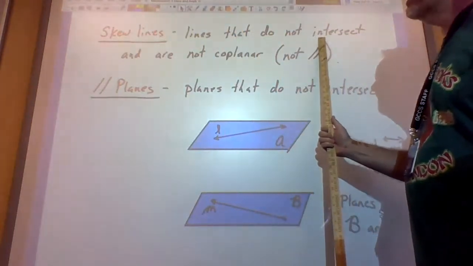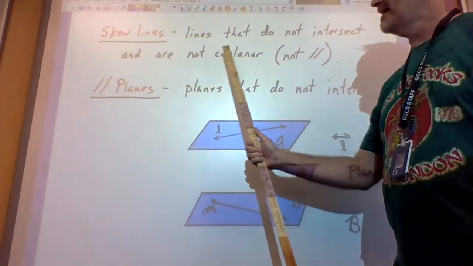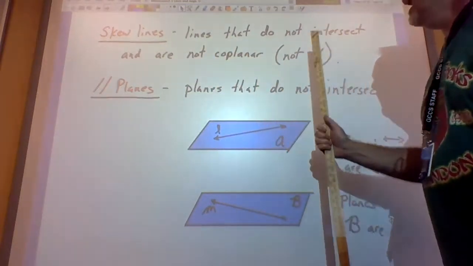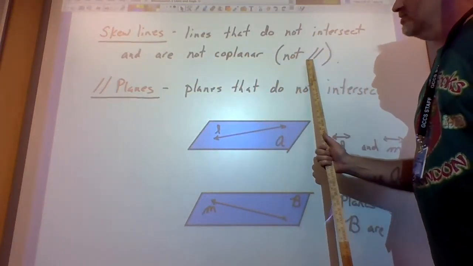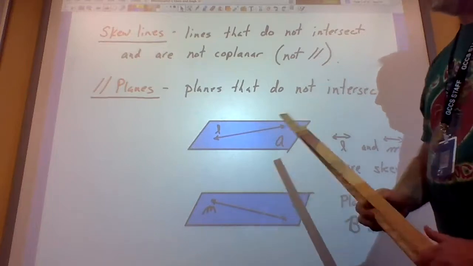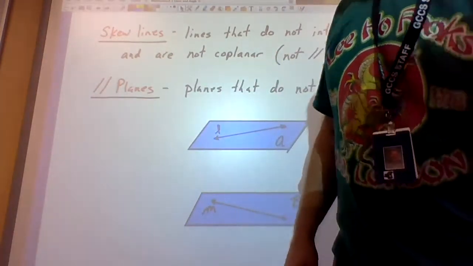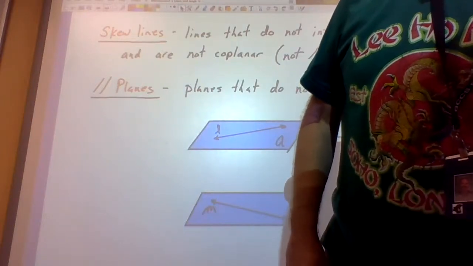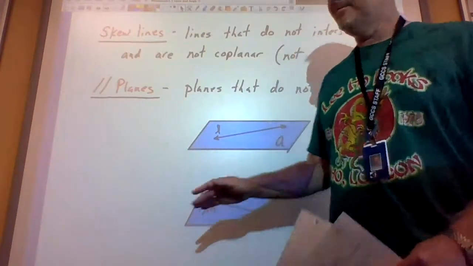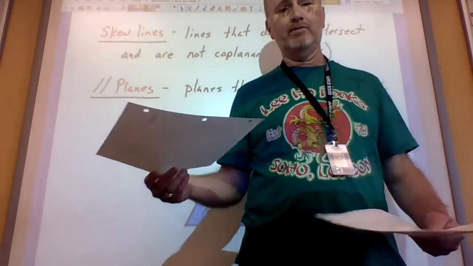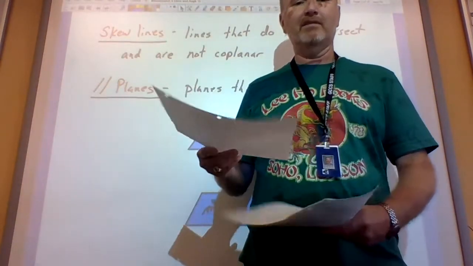Skew lines are lines that do not intersect and are not coplanar. All right, they're not in the same plane. They're in two different planes. And the key thing is they're also not parallel. Now, you can have parallel planes. All right. So if I remember, plane is the best way to demonstrate, kind of help you understand what a plane is. It's just like a slice of paper that goes on forever. So yeah, planes could be parallel.